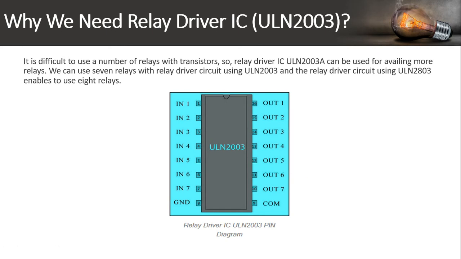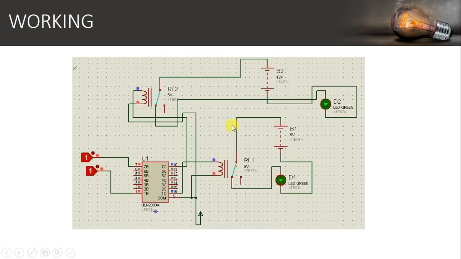Sometimes we need to operate some equipment of 220 volts AC or 12 volts DC. So we can use different relays and give different supplies to them. That's why we need to use this relay driver IC. So now coming to the working. This is how it will work.